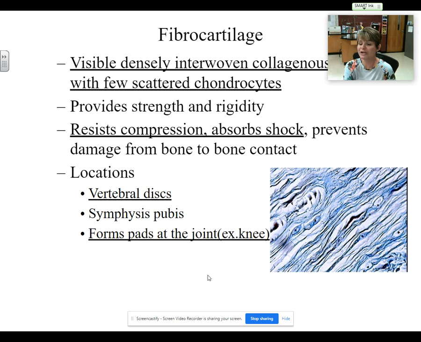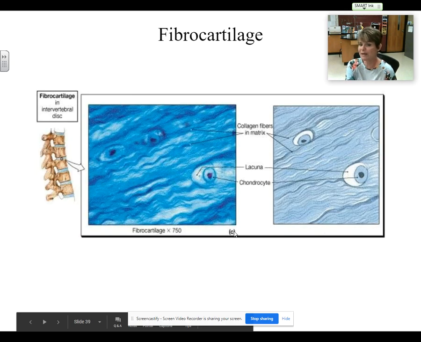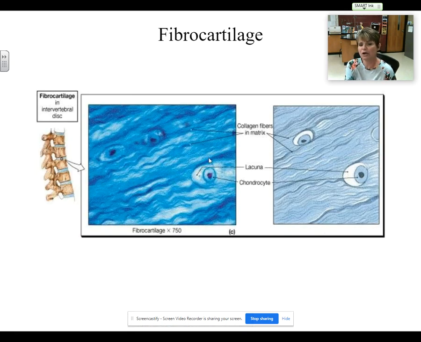It also forms your knee pad. So in your knee, if you've ever heard of anybody talking about hurting their knee pad or hurting their knee and having surgery on the cartilage in their knee, again, it's their fibrocartilage in their knee that they have damaged. Here's another picture. Again, you can see here's the lacuna, here's the cell inside, and all those wavy blue lines, those are all the collagen fibers.